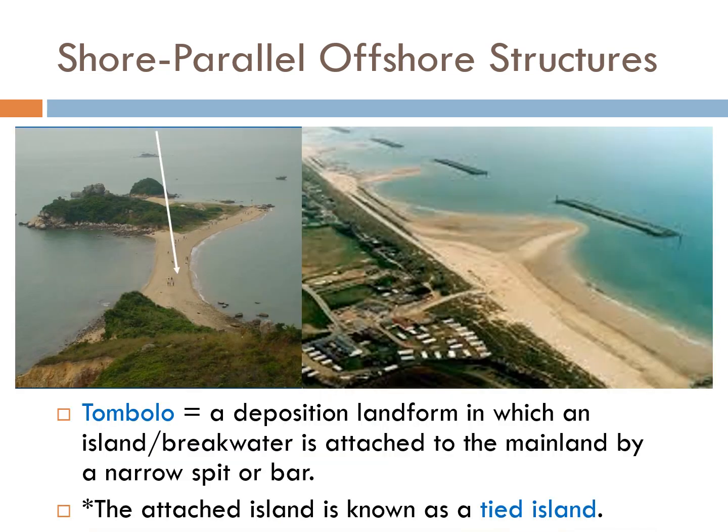If the salient continues to grow outwards towards the breakwater, then it may reach a point whereby the salient actually becomes attached to the breakwater, and in that case we refer to it as a tombolo. However, a tombolo can also grow naturally between a shoreline and an offshore island, whereby it is defined as a deposition landform in which an island or breakwater is attached to the mainland by a narrow spit or bar. For the case of a natural island which is connected to the mainland by a tombolo, it is known as a tie island.